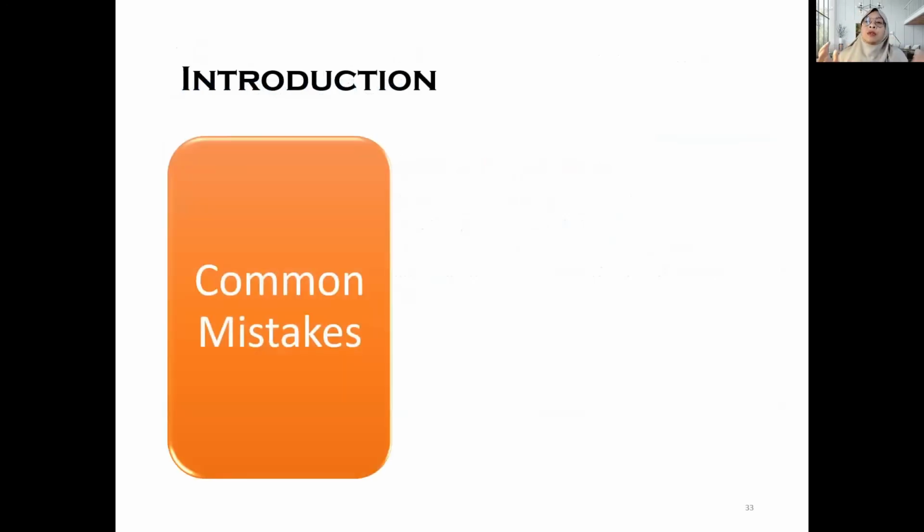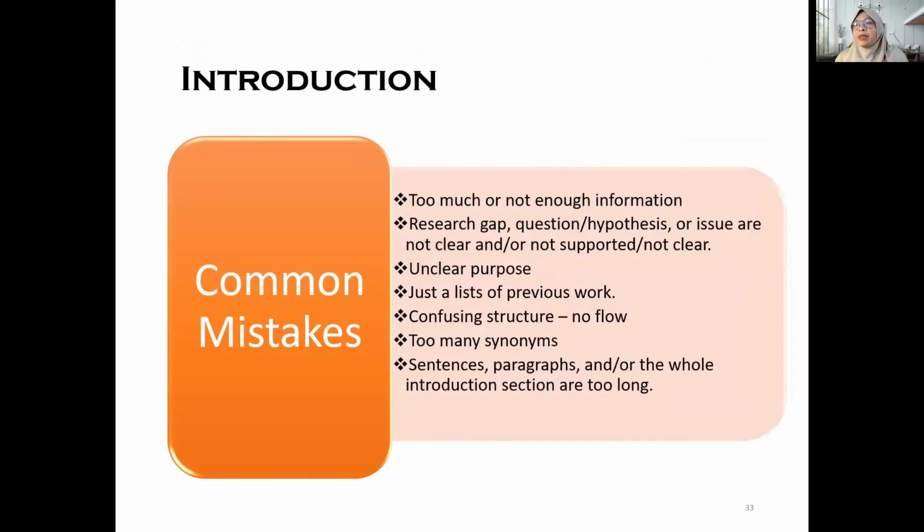Okay, what are the common mistakes? This is common for many authors. Too much or not enough information. Research gap, question, hypothesis, or issue are not clear and are not supported or not justified. They just say based on their opinion without citation. So this is a very big mistake. Without citation, this is your opinion.